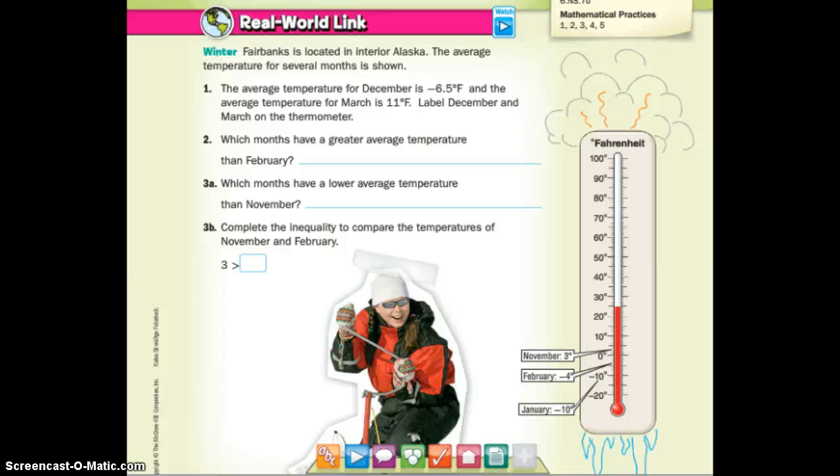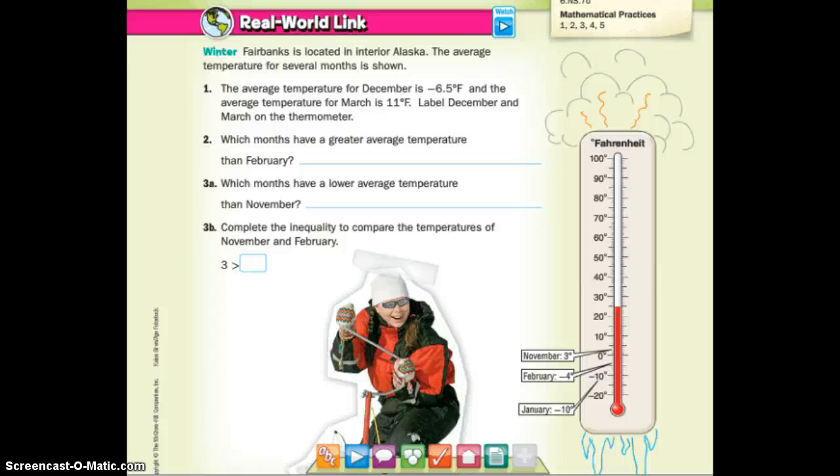So now let's look at this temperature thermometer for Alaska. We're in Fairbanks. Really cold. So they've already located November at 3 degrees, February at negative 4 degrees, and January at negative 10 degrees. Our job is to locate the other 2 months. The average temperature for December is negative 6.5 degrees Fahrenheit.